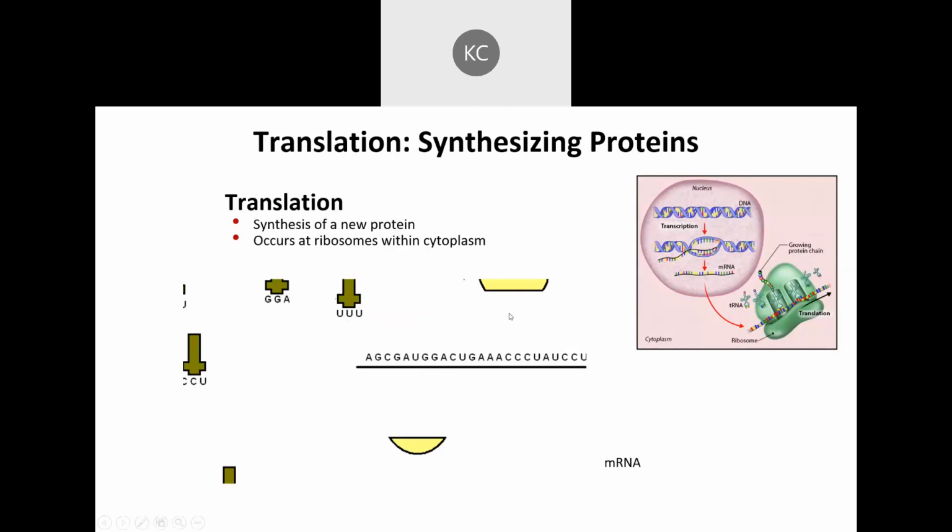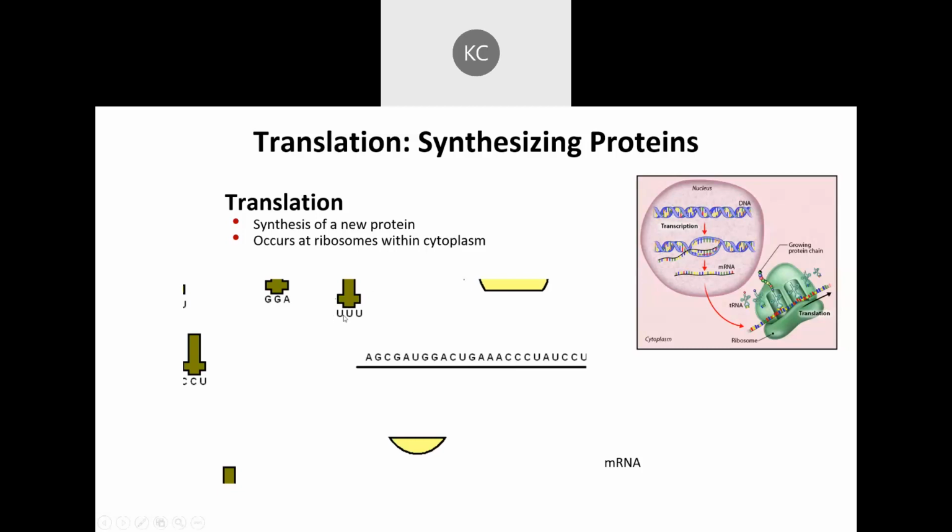Okay, so as I was saying, these three letters that you see on the bottom of the tRNA molecule are called anticodons. The three letters that you see on this mRNA strand are called codons. The anticodons and the codons are complementary to each other, meaning that they pair up using our base pairing rules, right? So A's with U's, C's with G's, U with A, G with C, and so on and so forth.